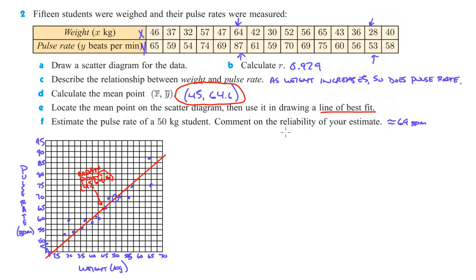And I would comment on the reliability of our estimate. That is within our data range, so it should be fairly reliable. That should be pretty close. If it was outside the data range, then that would be an extrapolation instead of an interpolation, and an extrapolation is less likely to be accurate. Okay? All right, that's all I have here for the 5C.